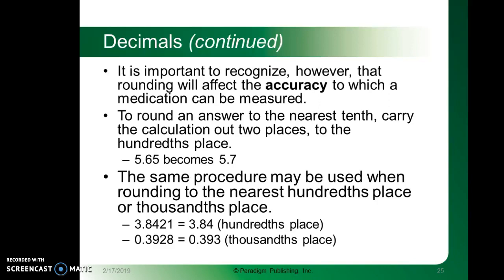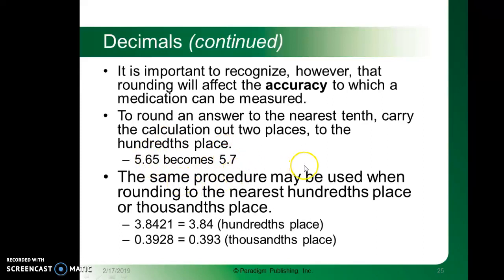To round an answer to the nearest tenth, carry the calculation out 2 spaces to the hundredths place. So 5.65, we're rounding to the hundredths place. This is the tenths place, and the hundredths place would be the 5. So that becomes 5.7. We're looking at the tenths place and the hundredths place. Since it's 5 or greater, it increases by 1. So 6 plus 1 is 7.